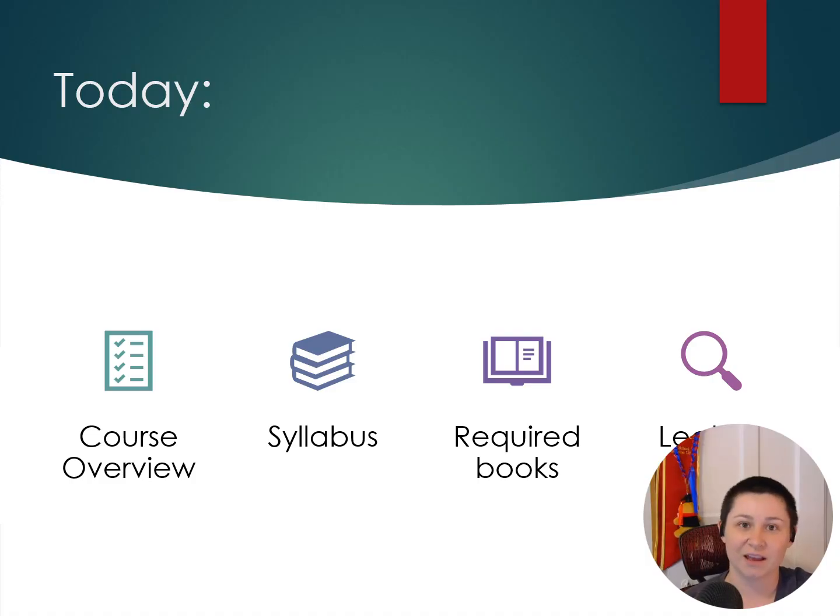Some goals for today are to give you a brief overview of what to expect from this course and some details in the syllabus, what books are required, and then after that we'll dive into the lecture itself for this week, which should be pretty straightforward.